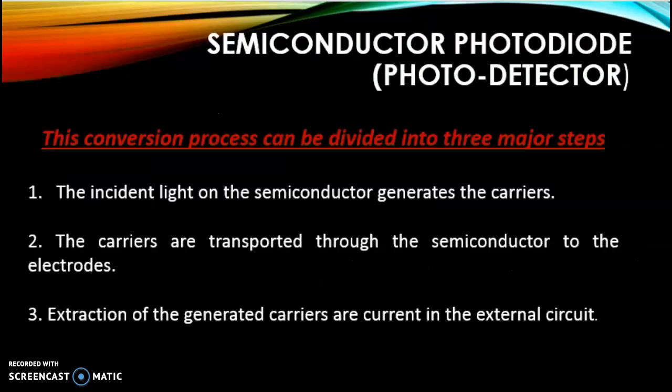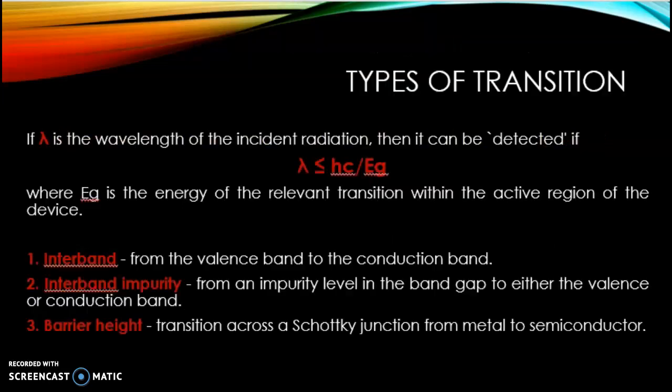Now, this conversion process can be divided into three major steps. Number one, the incident light on the semiconductor generates the carriers. Then the carriers are transported through the semiconductor to the electrodes. And the third one is extraction of the generated carriers as current in the external circuit.